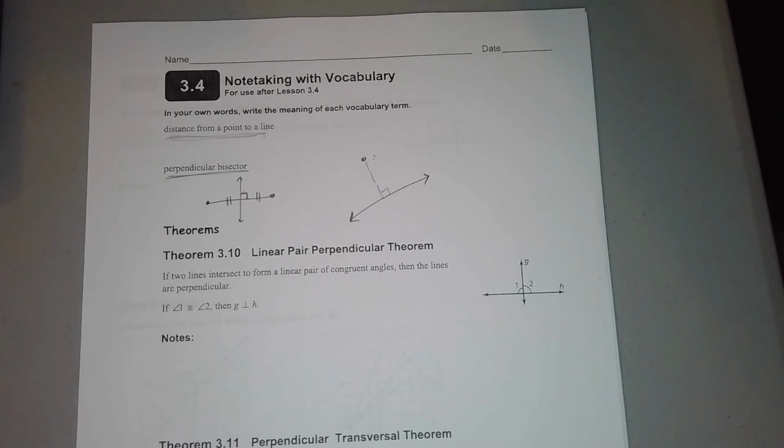So we're going to add some theorems to our packet here. So go ahead and grab your theorem postulate thing. We're going to add a few different theorems, 3 of them to be exact. So the next one, this one is a linear pair perpendicular theorem. So it says if two lines intersect to form a linear pair of congruent angles, then the lines are perpendicular.